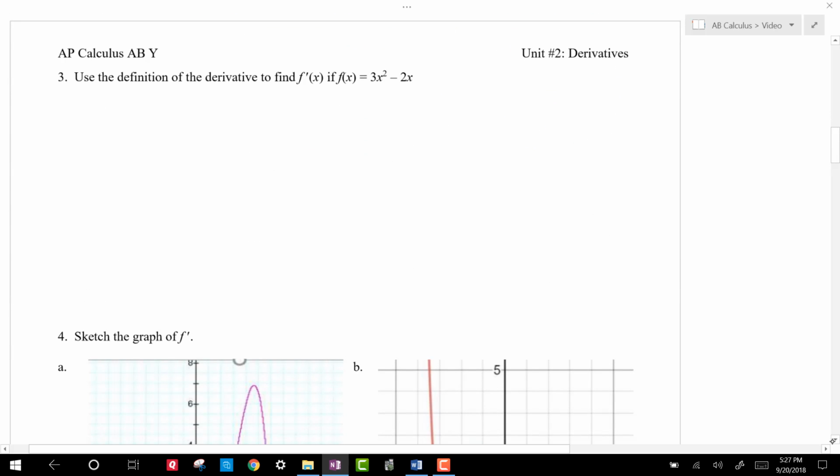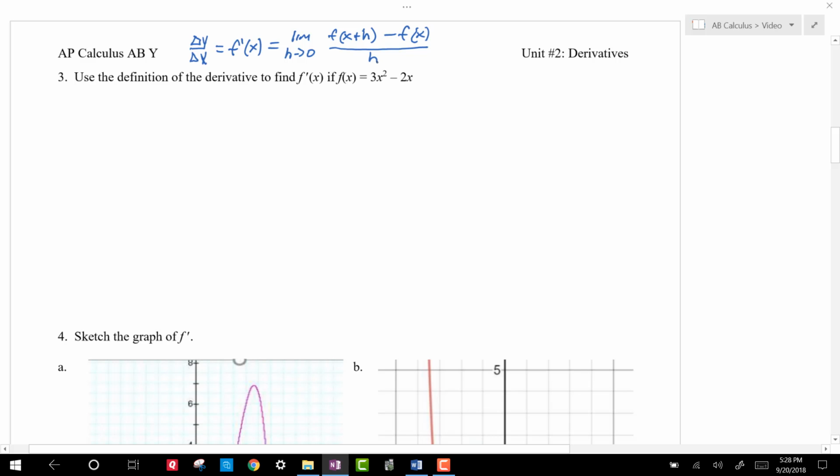Use the definition of the derivative to find f prime of x if f of x equals 3x squared minus 2x. All right, you've got to remember, the definition of derivative says dy/dx, delta y over delta x, which is the same thing as saying f prime of x. All right, so here's our formula. It's the limit as h approaches 0 of f of x plus h minus f of x, all divided by h.